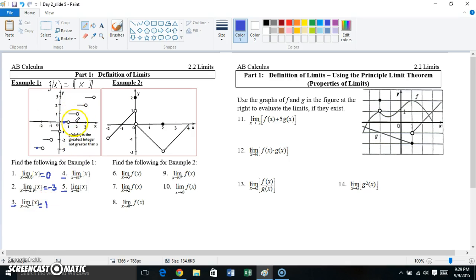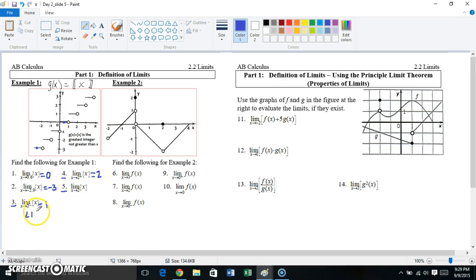Right, so that's 1.5, 1.7, 1.9. What's the greatest integer less than those numbers? 1. Okay, the limit of the greatest integer value as x approaches 2 from the right. So from the right, like 2.3, 2.2, 2.1. What's the greatest integer less than those values? 2.